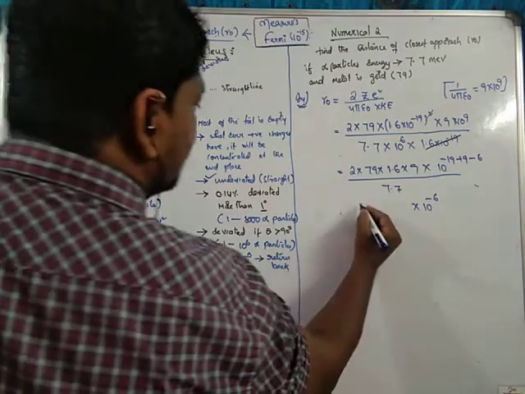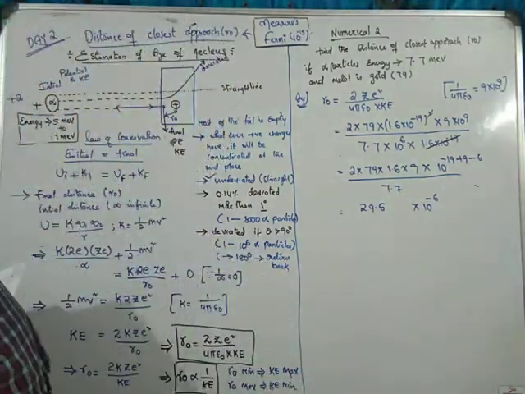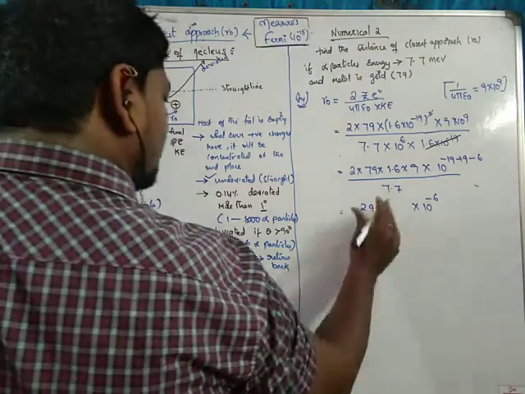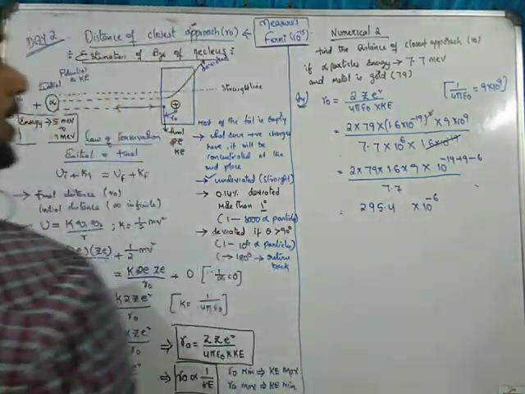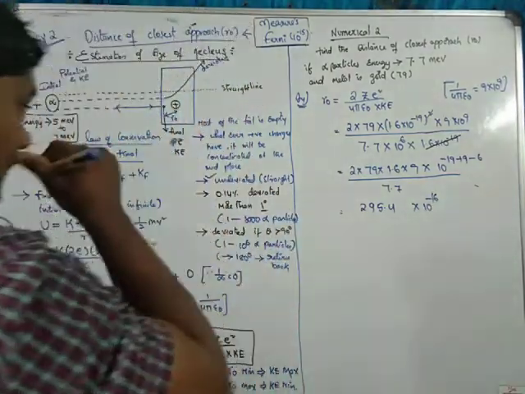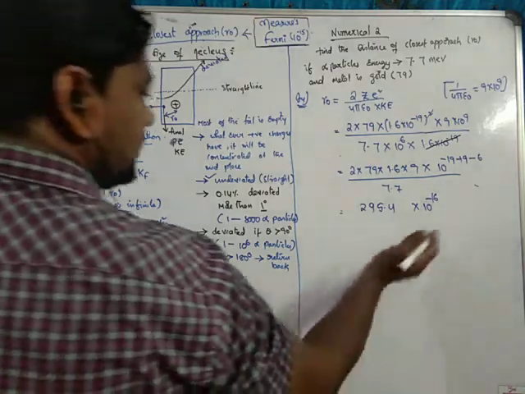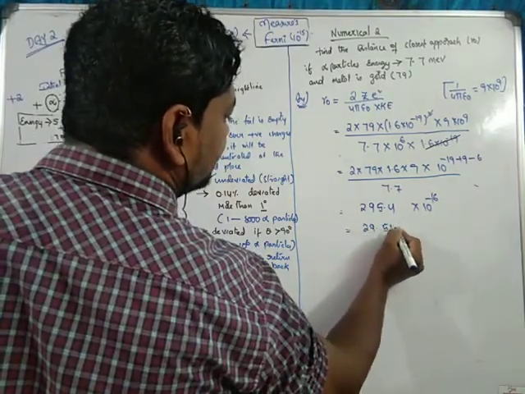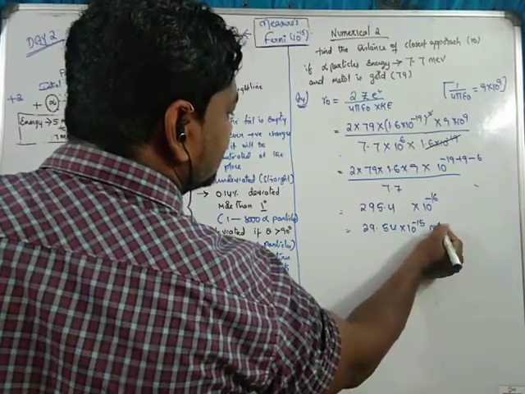We get this value as 29.5 into 10 to the power of 6. Sorry, 295.4 into 10 to the power of 6. So if you reduce one more term, we get 29.54 into 10 to the power of minus 50 meters.